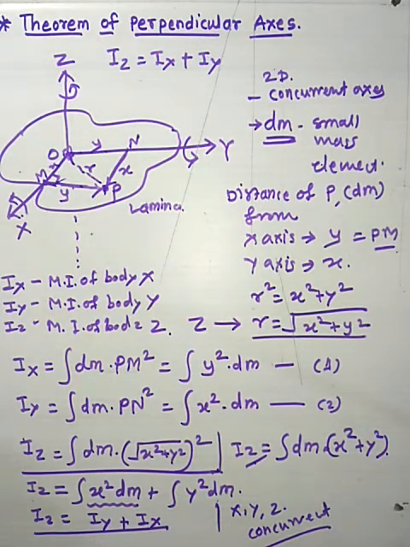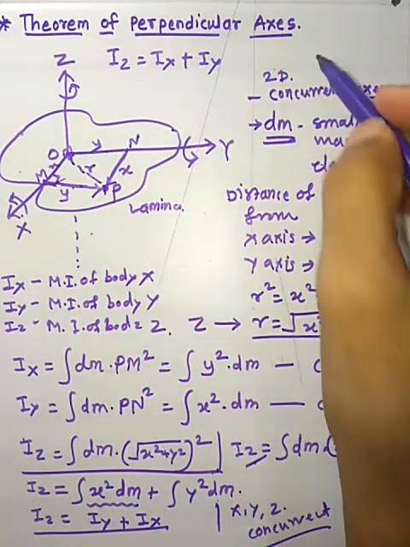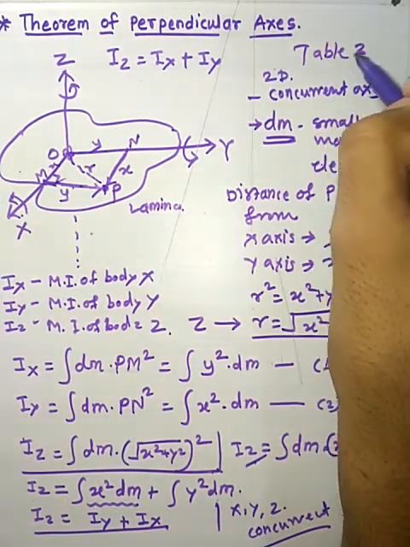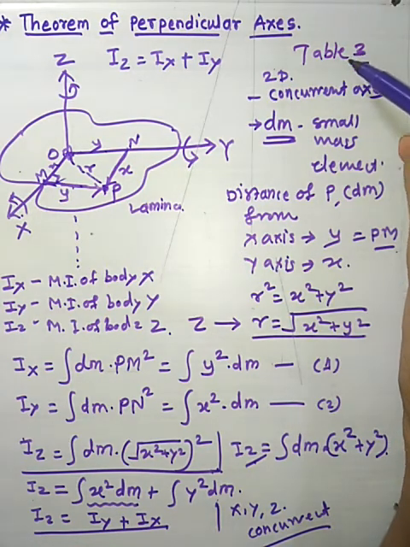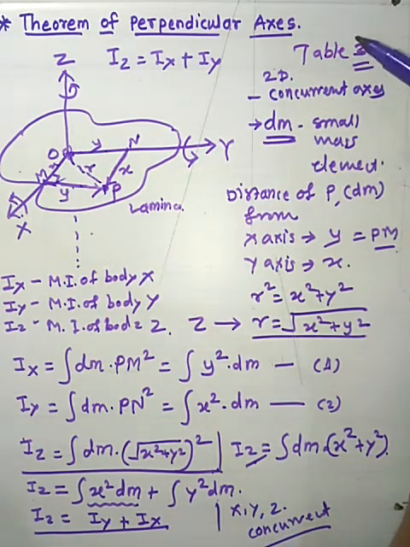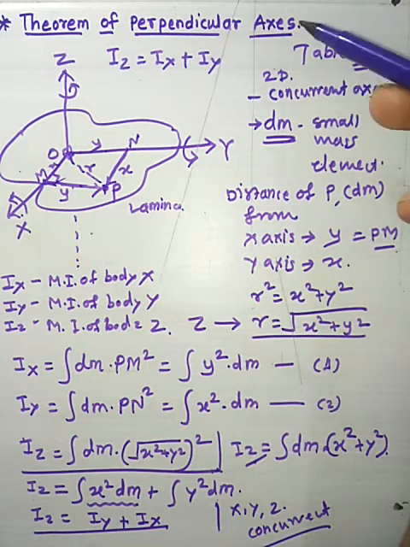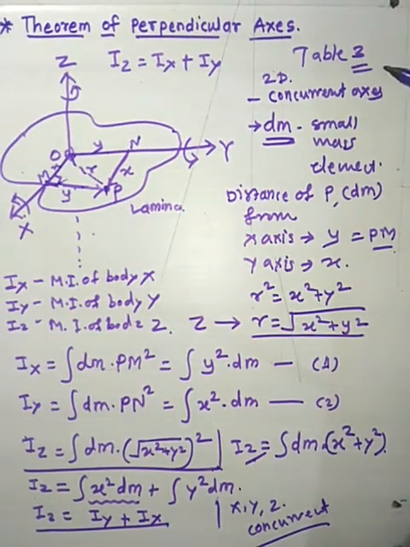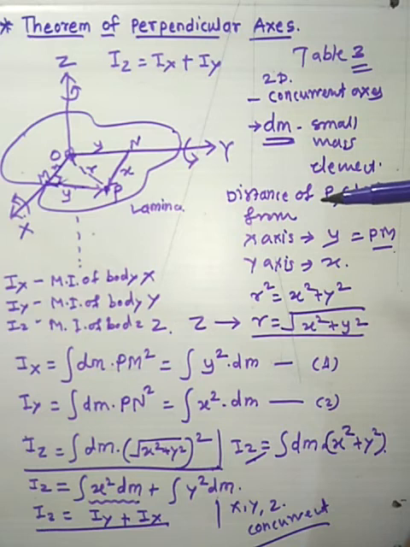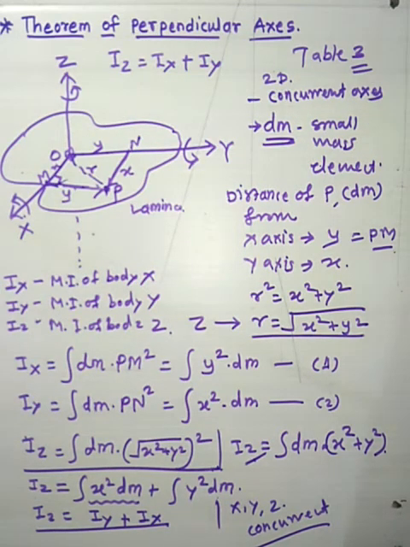In table number 3 in your textbook, at the last, you see there are different shapes, different bodies, for which the moment of inertia is calculated about perpendicular axes, as well as by the parallel axis theorem. So by using the parallel axis and perpendicular axis theorems, we can calculate the moment of inertia of different bodies about different axes of rotation, or parallel axes of rotation and perpendicular axes of rotation respectively.